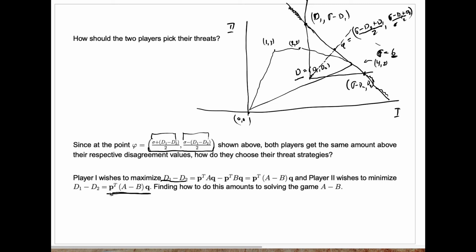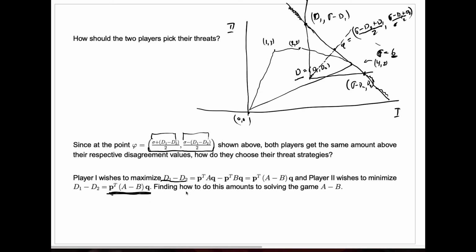So they both are looking at this one special quantity, and in order to pick the correct threat point, player 1 would like to make that best for player 1, which is to maximize this quantity. That will make the end result, the end result phi here, furthest to the right. And player 2 would like to minimize this, which would make the end result highest, or furthest up. Well, how do we have the two players figure out how to maximize this quantity for player 1 and minimize this quantity for player 2?